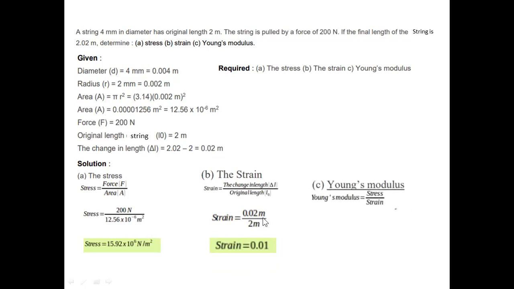Now, for letter C, our Young's modulus is in terms of stress all over strain. Plugging in the values, for part A, we already solved the stress at 15.92 times 10 raised to 6 Newton per meter squared or pascals, all over our strain at letter B, 0.01. This gives us our final answer for the Young's modulus of the string at 1592 times 10 raised to 6 Newton per meter squared. Or if we're going to move the decimal point, okay, this gives us 1.6 times 10 raised to 9 Newton per meter squared.